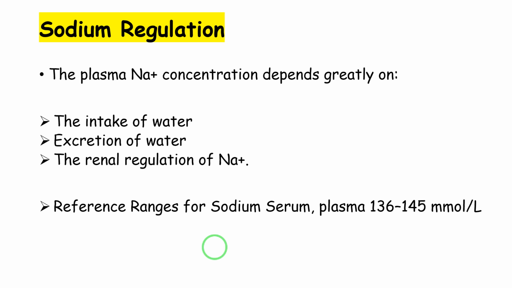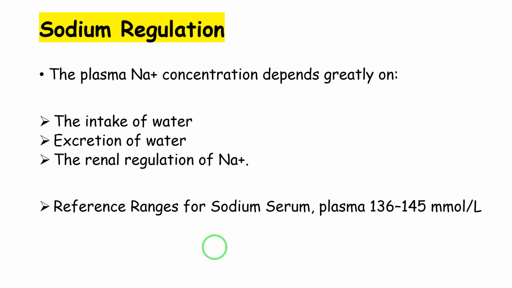The other factor is the excretion of water. The excretion of water is usually controlled by the antidiuretic hormone released from the hypothalamus and pituitary, in response to a change either in the blood volume or in the osmolality. So if we have a decrease in the blood volume, this will stimulate the antidiuretic hormone, which acts on the kidney and enhances the reabsorption and retention of water, and this will lead to restoration of the blood volume.